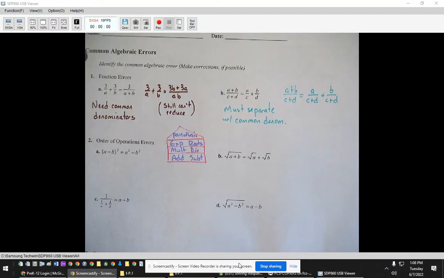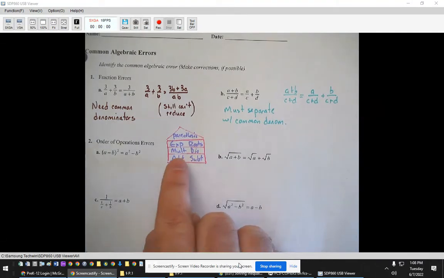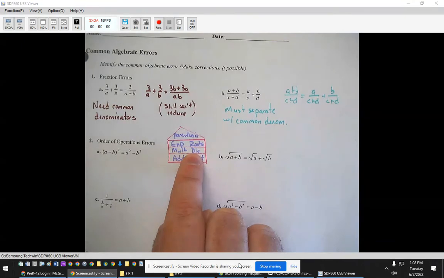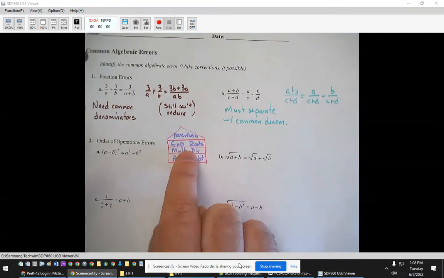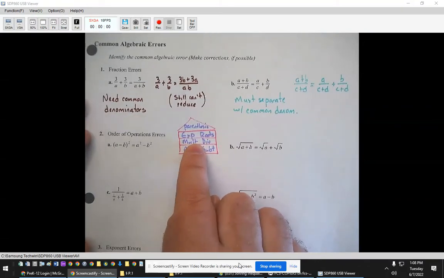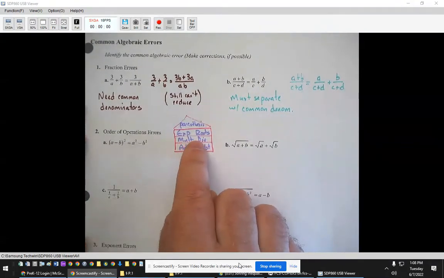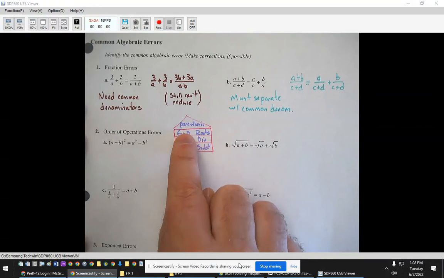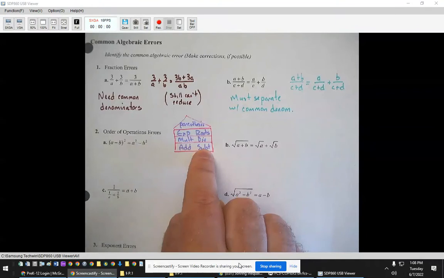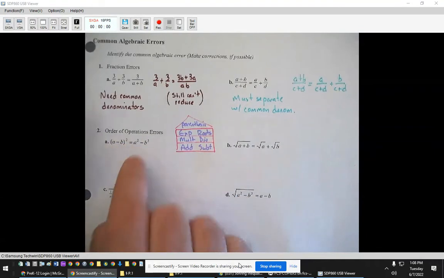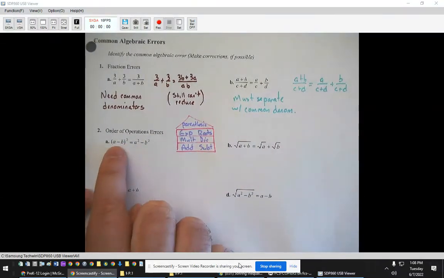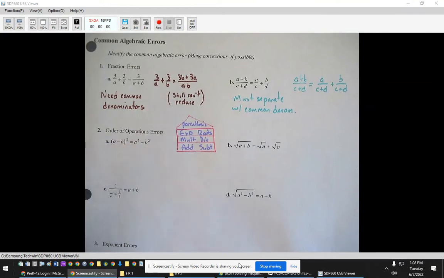Operations work well if they are near each other. So for instance, exponents work well with multiplication. They're one floor apart. Now multiplication and division work really well together because technically they're the same operation from a different perspective. But exponents and addition, or exponents and subtraction, do not work well together, and that's what this is saying here. It's so tempting to write a minus b squared and just square each piece. That doesn't work. They are too far apart.